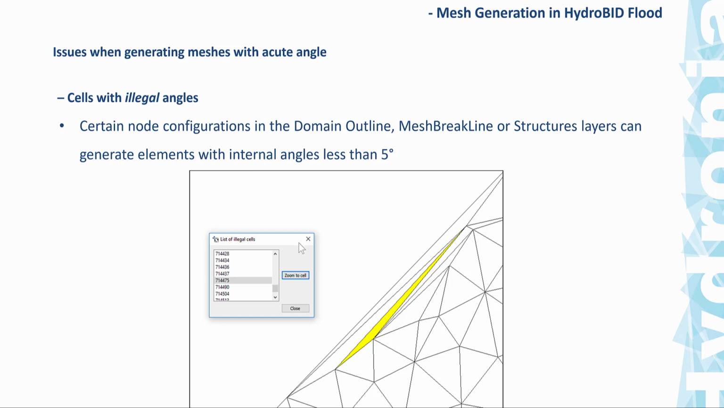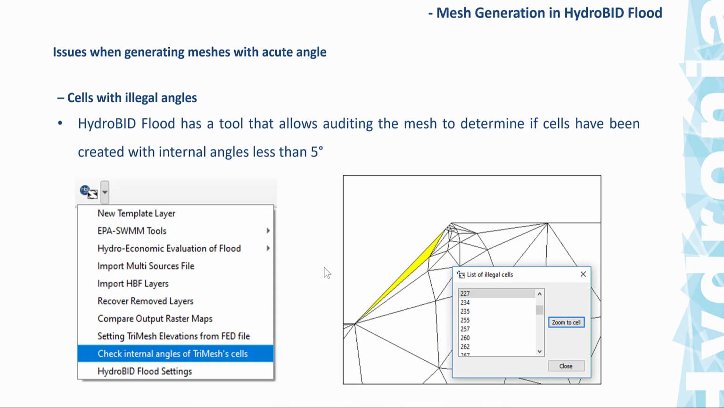And for that, there is a tool that allows you to create a list of what we call illegal cells, and then you can select them and directly use zoom to cell and see where the areas are where you have these cells, and then you can go ahead and correct the causes that generated those cells. So it's a very simple tool to use, but it's also good to check if you have these cells in your mesh. Anyway, you will get a message, but this tool is there for you to use.